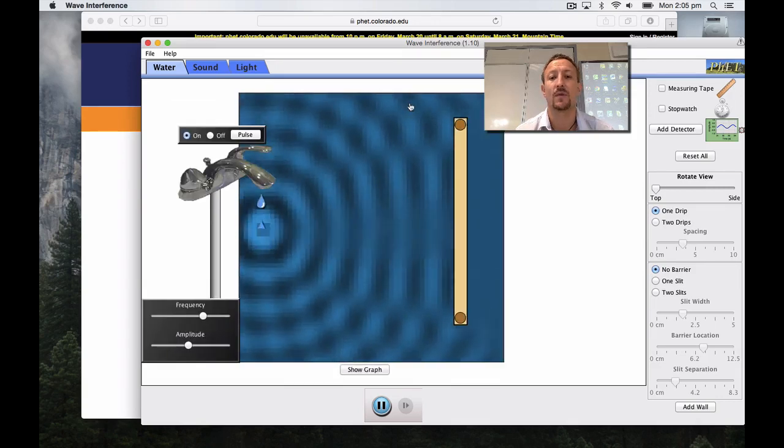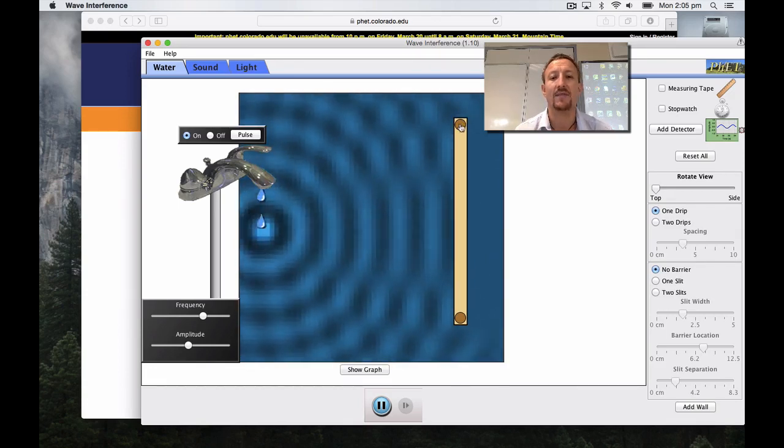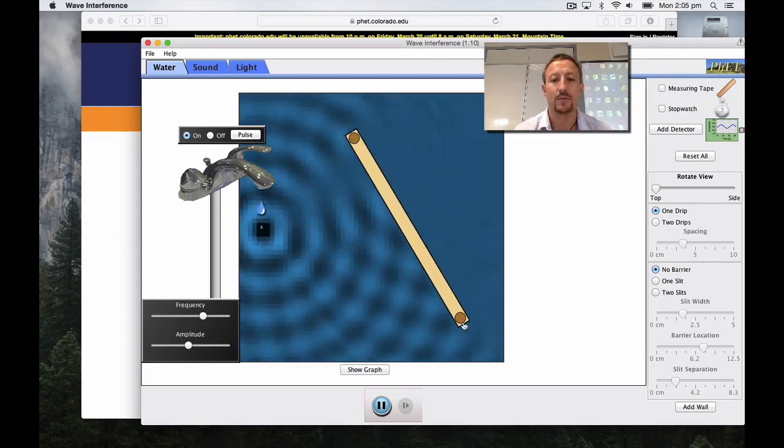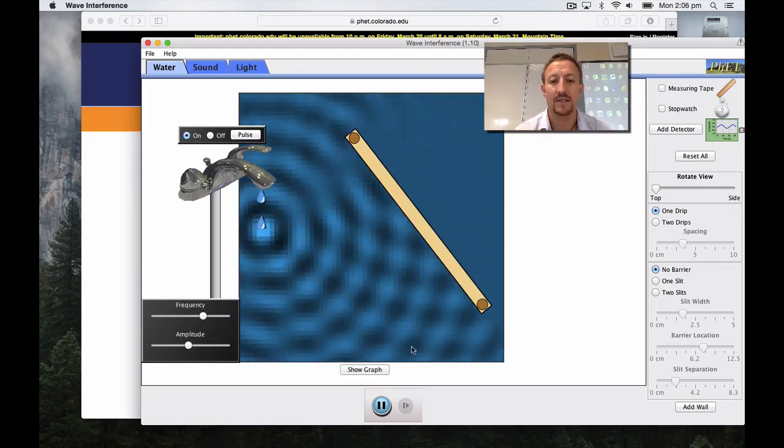Okay, so that's good. So we've got our wall, and obviously we can move our wall wherever we want. So let's put it now, instead of having it straight on, let's put it at an angle. We'll put it at an angle there. And what's happening now is the water waves are going to come along, and you can start seeing this interference.